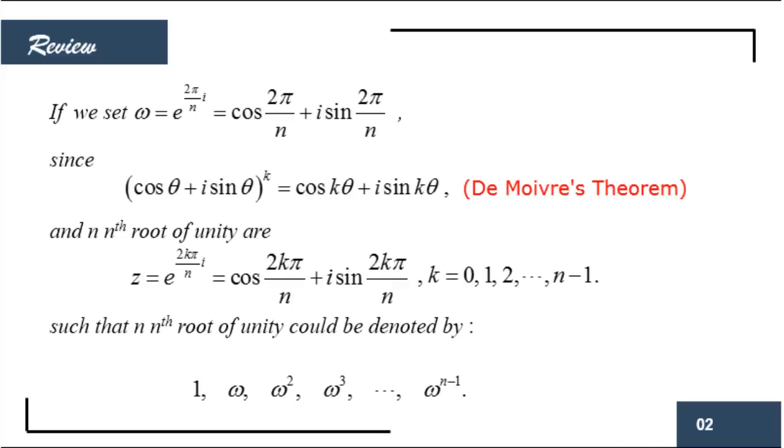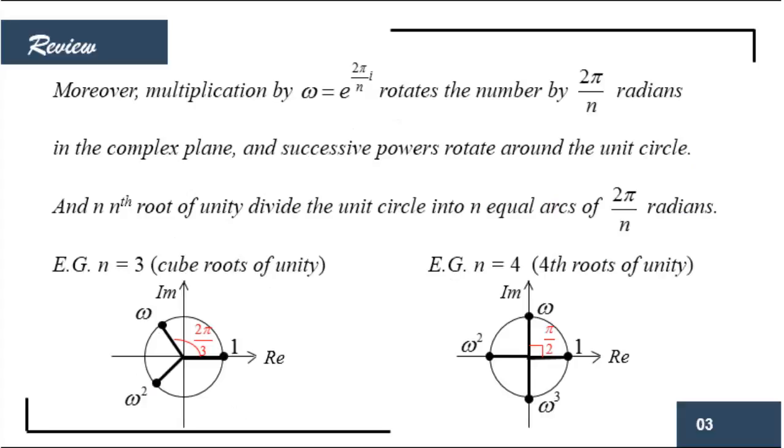Moreover, if we set omega equal to cosine 2 pi over n plus i sine 2 pi over n, then according to De Moivre's theorem and the tool, we can get that all the roots can be described by omega's powers. And on the complex plane, the nth root of unity divides the unit circle into n equal arcs of 2 pi over n radians.